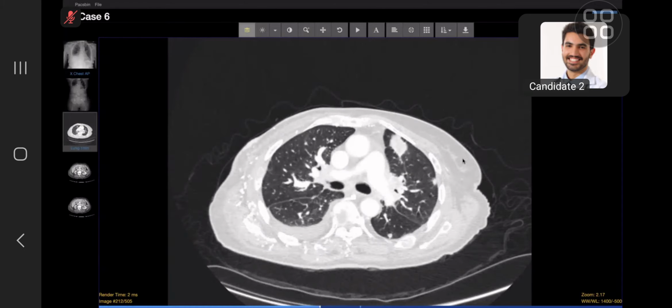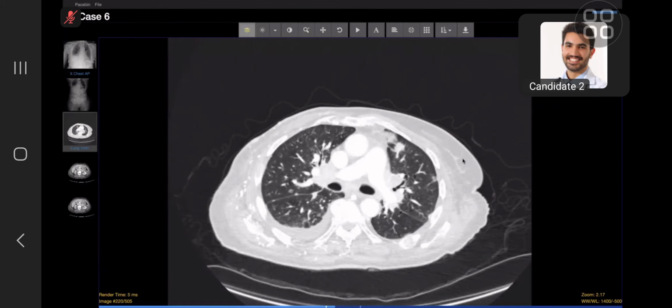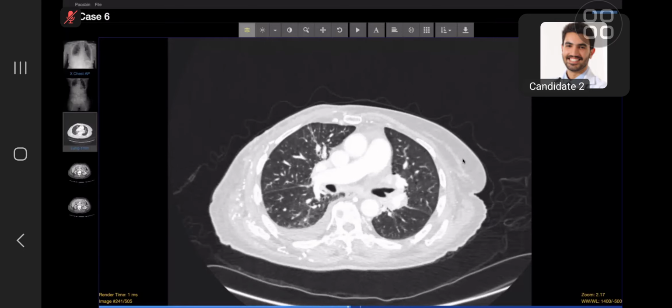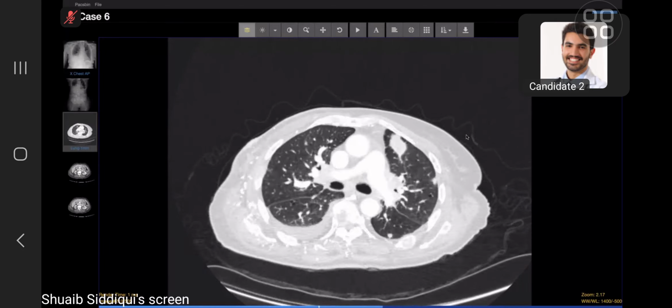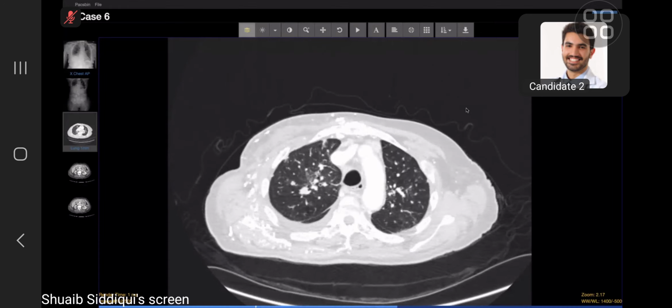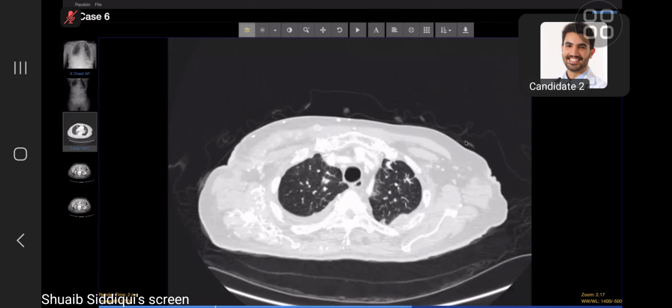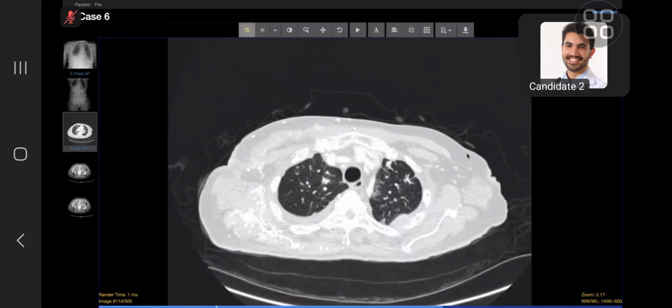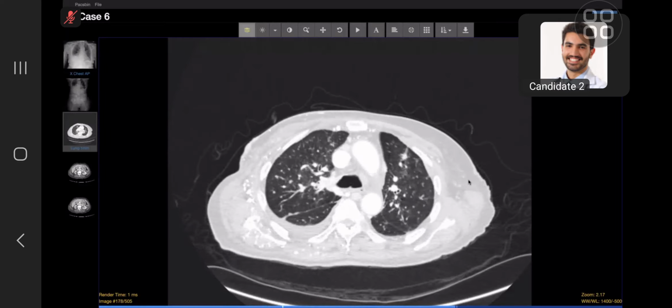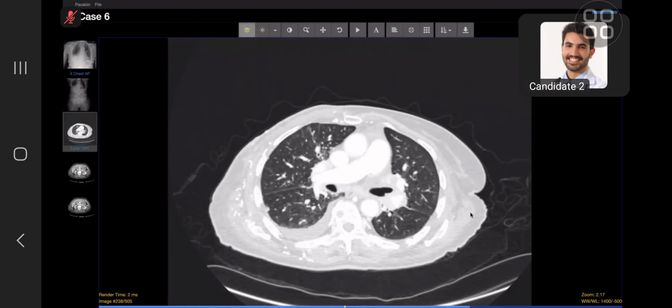So multiple speculated opacities, mainly within, the largest so far is within the left upper lobe. But there are multiple in random distribution, upper lobes as well, variable in size.